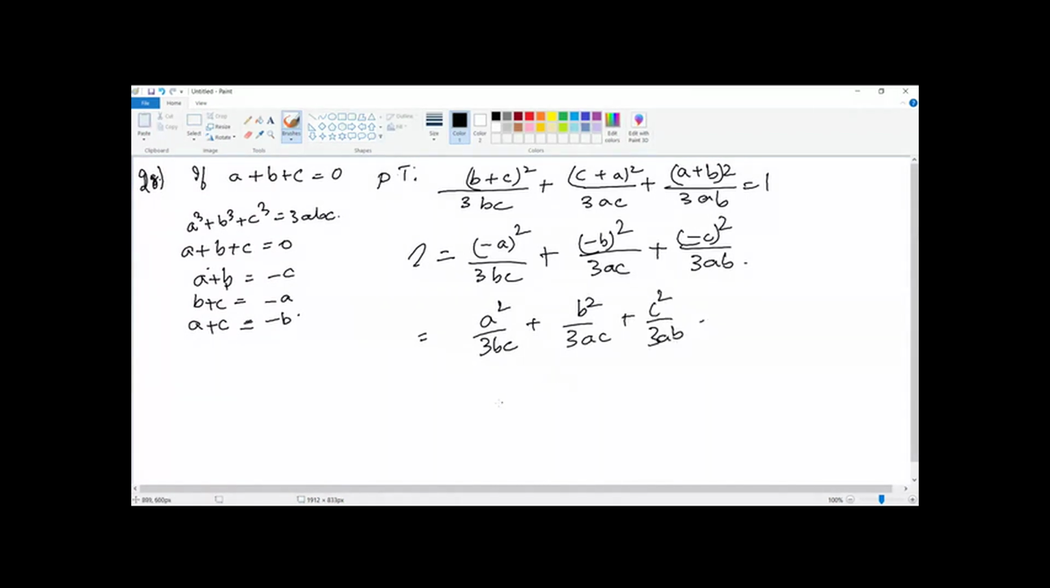What is the LCM? 3abc. And here, a cube plus b cube plus c cube. What is a cube plus b cube plus c cube? 3abc, since a plus b plus c is 0. So 3abc by 3abc is 1.